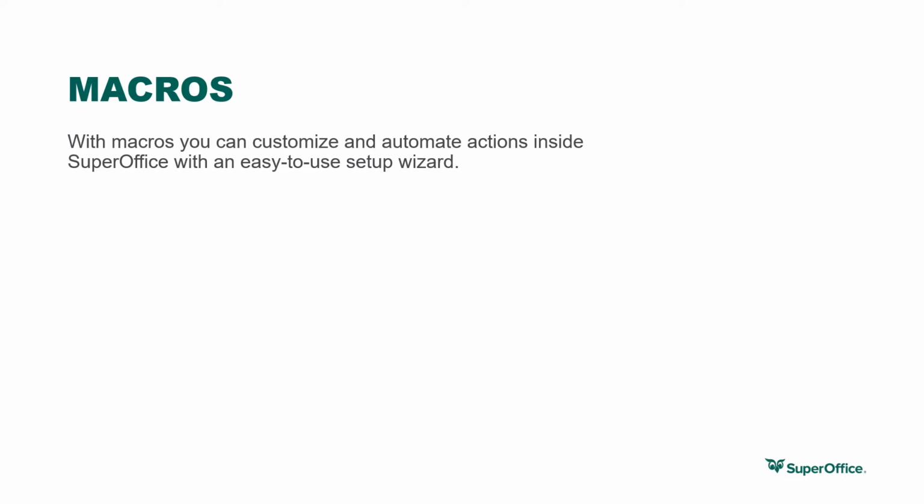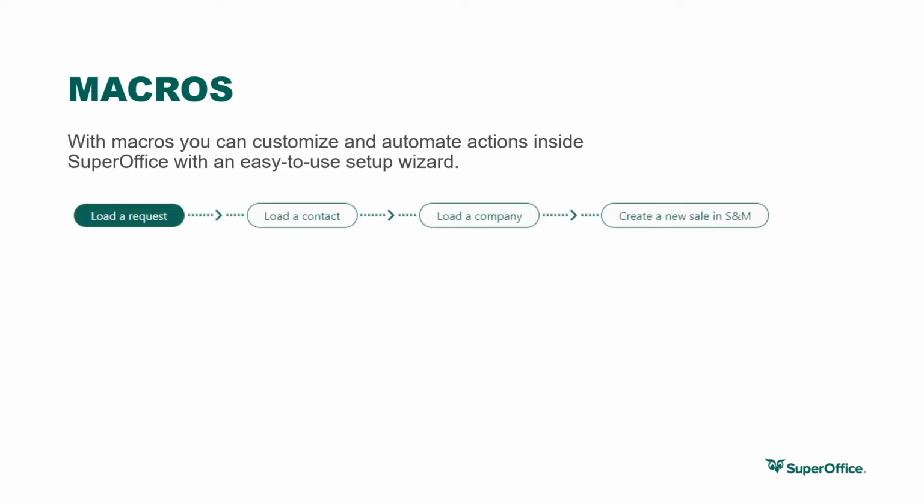macros. A macro is the user-friendly version of a CRM script. And you're able to customize and automate actions inside SuperOffice with an easy-to-use wizard that will help you set up your macros. Like you see in this step-by-step example here. It's a set of predefined actions executed in a specific order, and you don't need extensive knowledge about scripting to create macros.